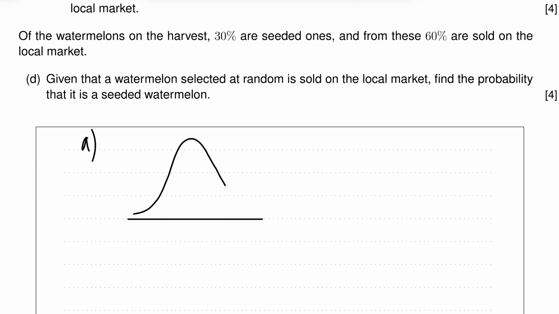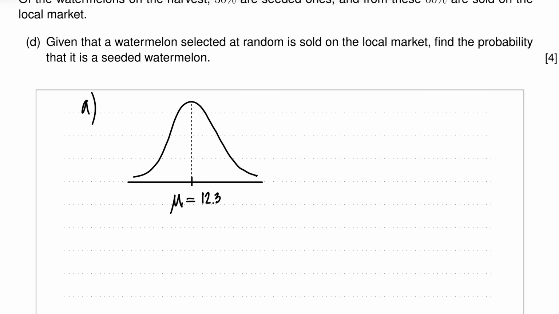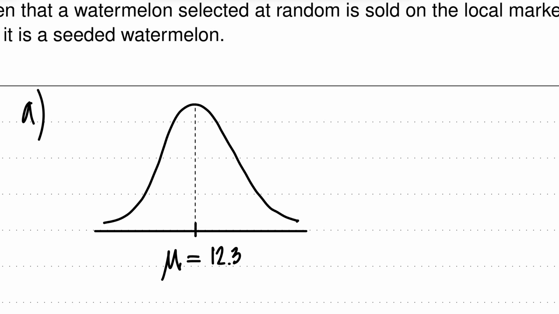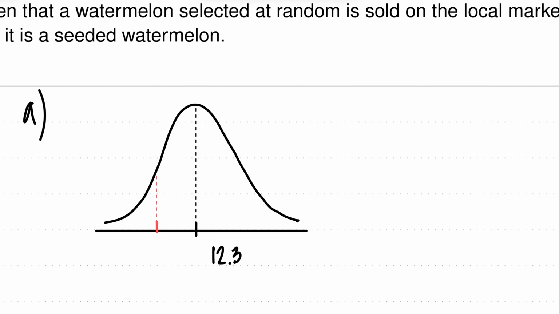Well, by sketching a bell curve and illustrating the mean over here in the middle, as it should be, of course, as 12.3 kilograms, or let me just write 12.3. One thing that we know is that the probability of finding a watermelon which weighs less than 9 kilograms is 0.15. So let's say that this red line represents 9 kilograms, and the probability, meaning the area over here of being less than 9, is 0.15.